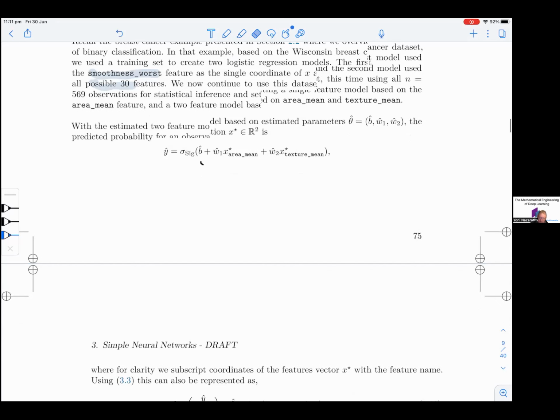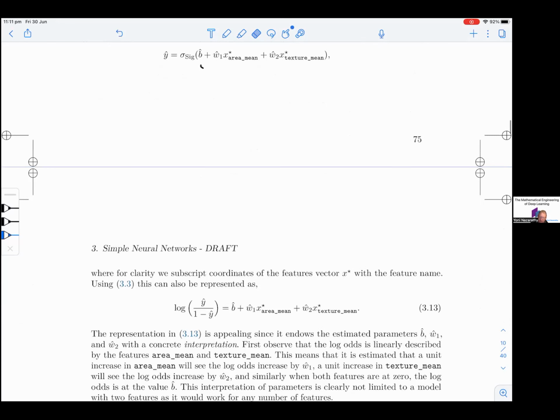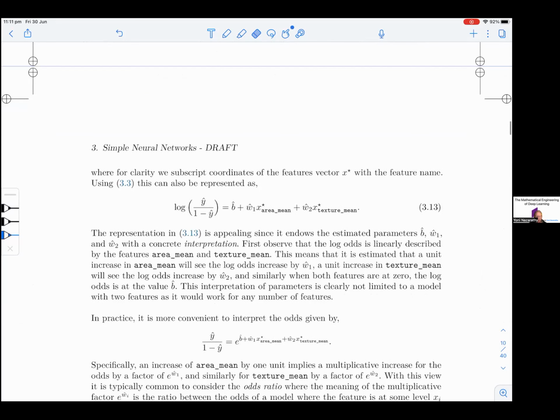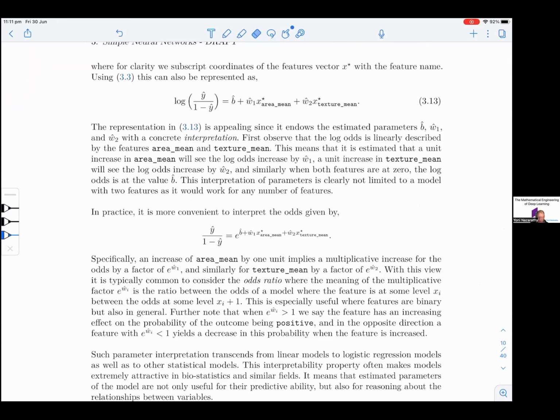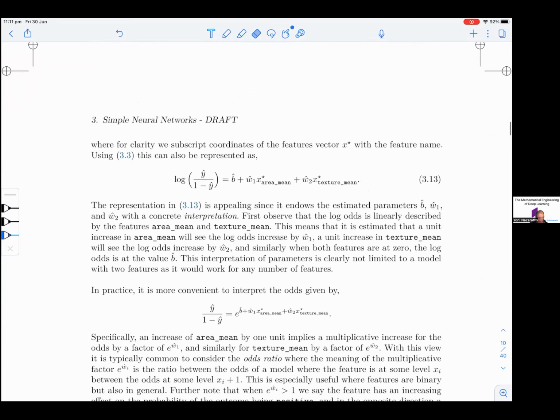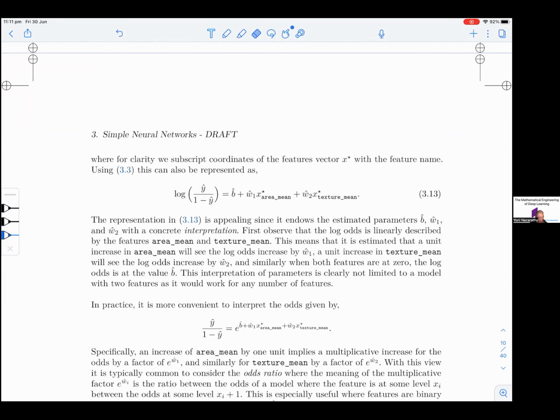Where for clarity, we subscript the coordinates of the feature vectors X star with a feature name, just like I said. Using 3.3, this can also be represented as, so now if we just take logit on that, then that's log odds of y hat is affine in these features. Okay, that's what we see here.